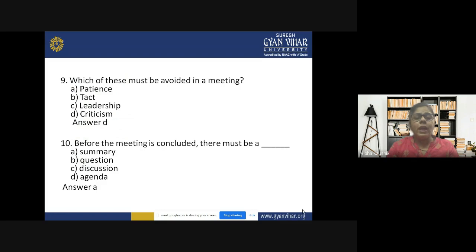Now the 10th one, before the meeting is concluded, there must be a dash. Options are A, summary, B, question, C, discussion, or D, agenda. So we can say that before the meeting is concluded, there must be a what? What will be the correct answer? The correct answer will be option A, that is summary. There must be a summary.